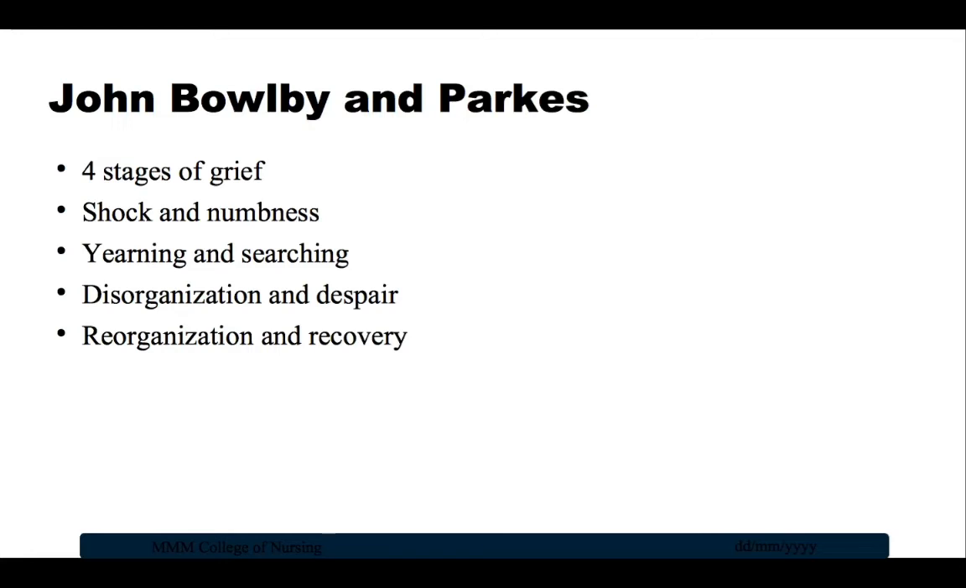And the fourth stage is reorganization and recovery. At this phase, the person begins to understand that their whole life is forever changed, but they also begin to accept the new normal. It is a slow process, but the person begins to understand the positive aspects of their life after loss, begins to have increased energy and positive emotions, such as positive memories about their relationship with their loved one.